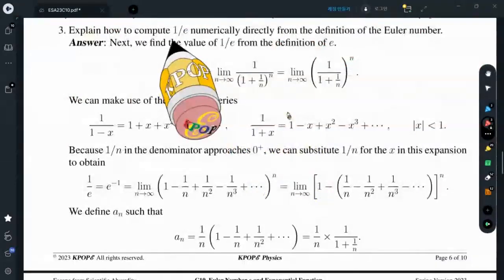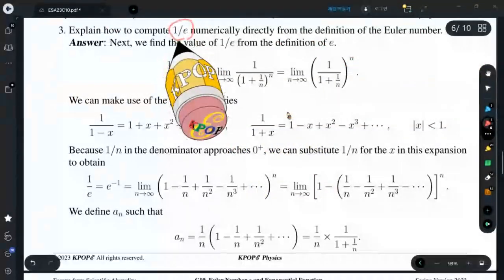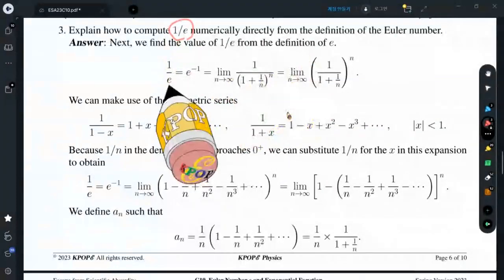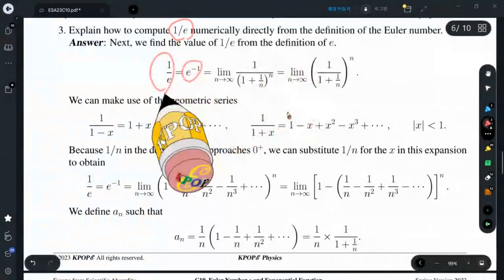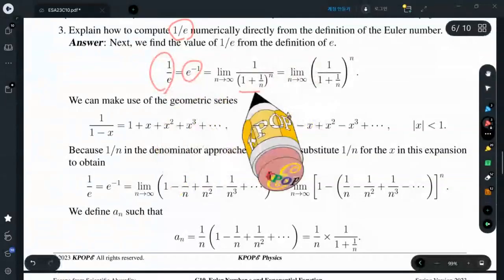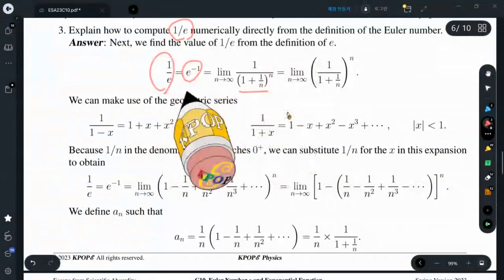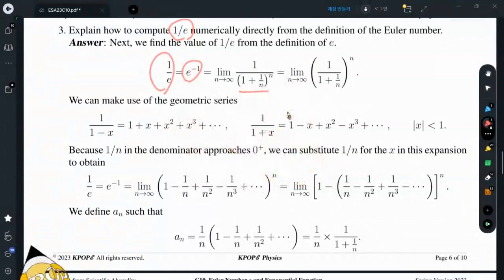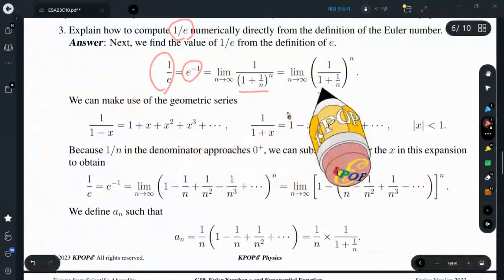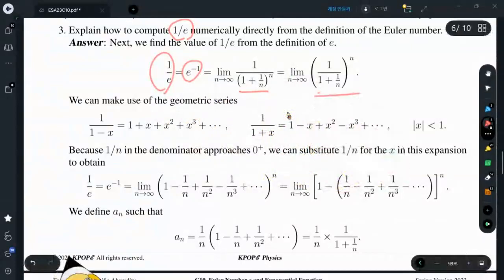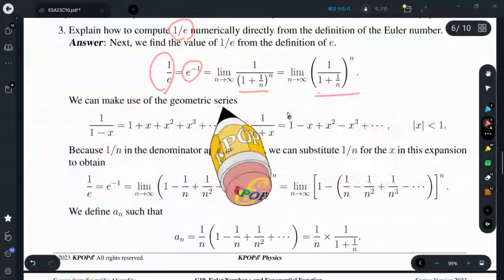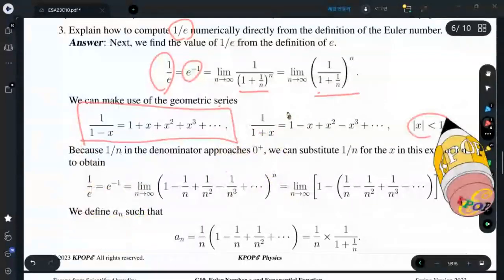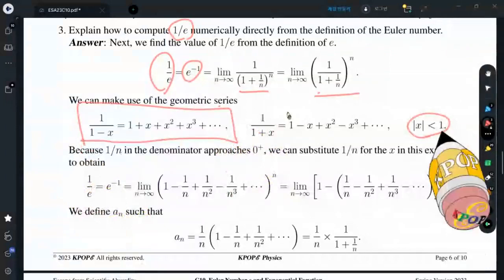Explain how to compute 1 over e numerically from the definition. So we learned that this is fine, and yes, this one comes from the original Bernoulli definition. Okay, that's fine. And then we can make use of the geometric series, which you are familiar with, as long as the absolute value of x is less than 1.